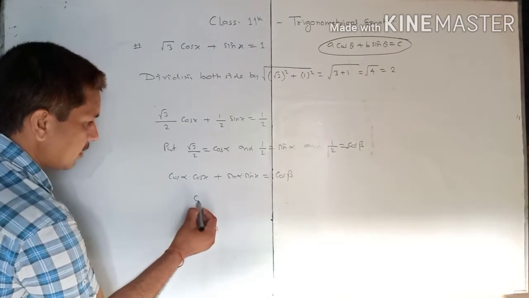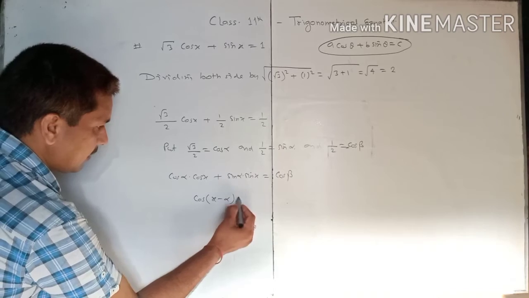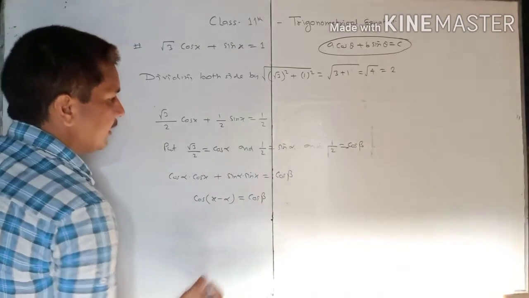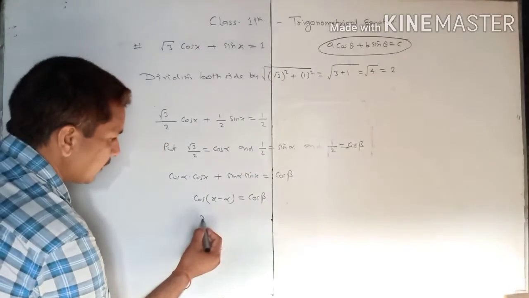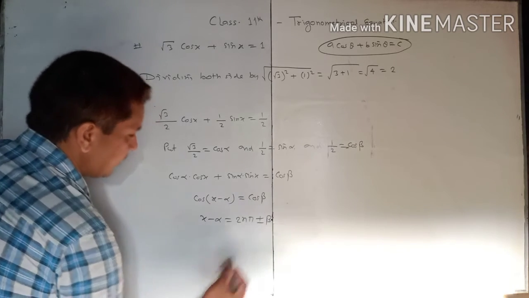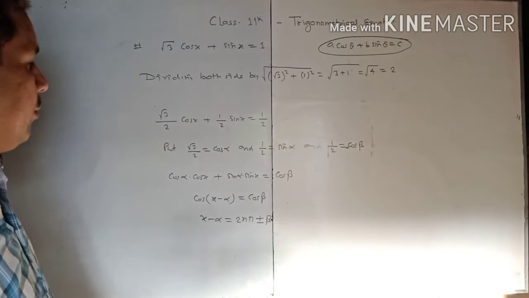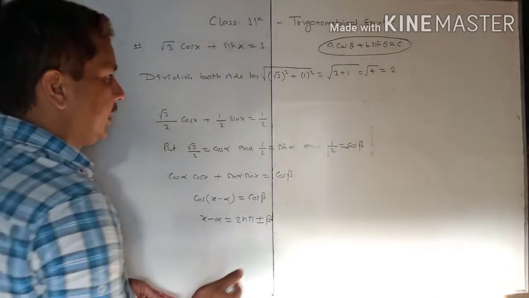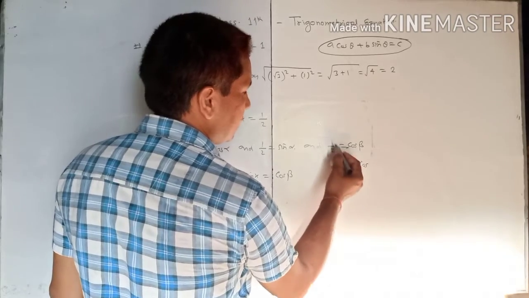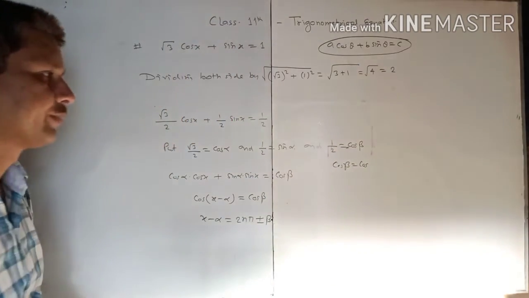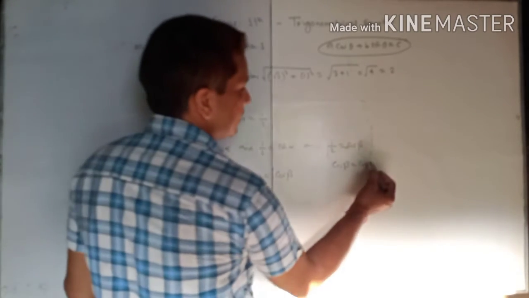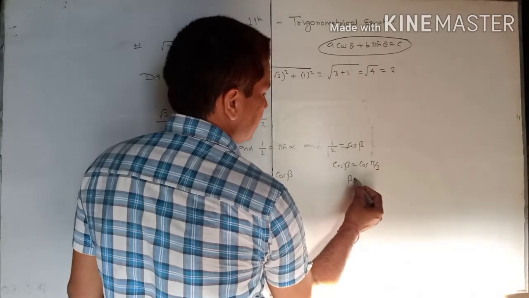So this is the formula of cos (x minus alpha) equal to cos beta. So the general value: x minus alpha is equal to 2n pi plus minus beta. Now what is alpha and what is beta? It is clear from here. Cos beta is equal to cos 1 by 2. 1 by 2 means cos 60 degree. Cos 60 degree means pi by 3. So beta is equal to pi by 3.